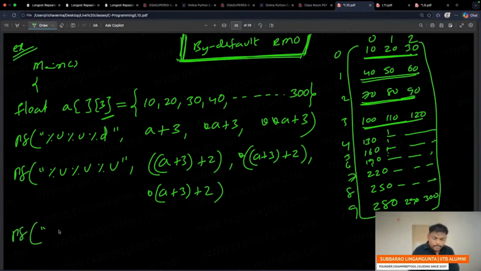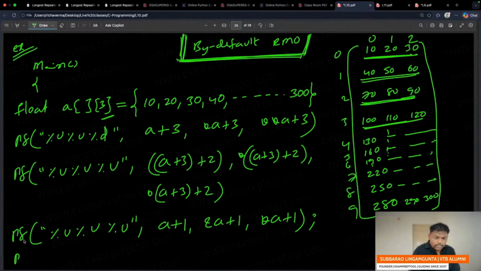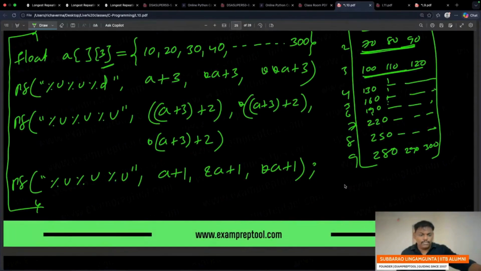Printf percentage u, percentage u, percentage u, A plus 1, ampersand A plus 1, star A plus 1. I think these are enough. Can you finish this?